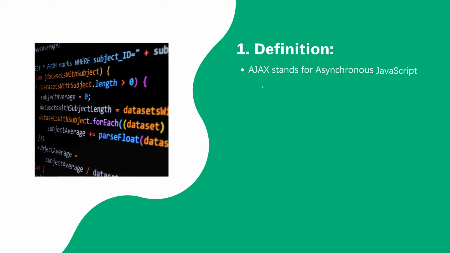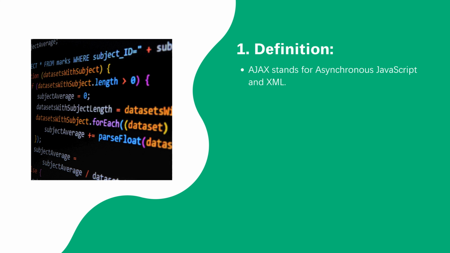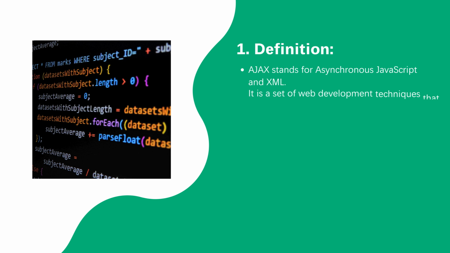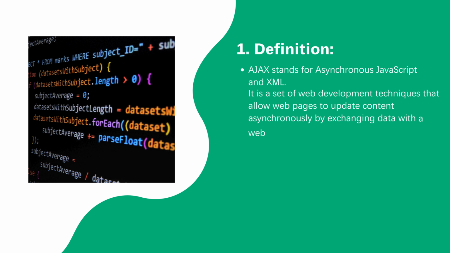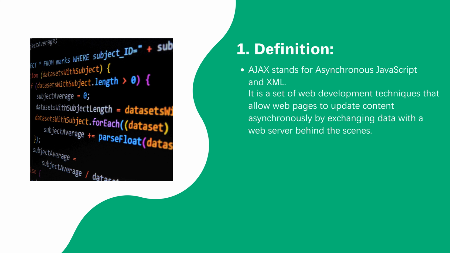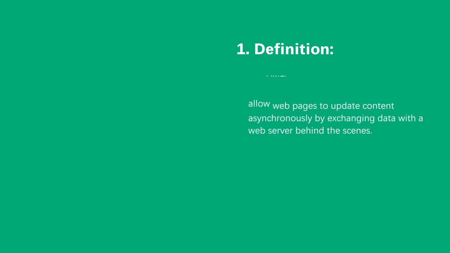Definition. Ajax stands for Asynchronous JavaScript and XML. It is a set of web development techniques that allow web pages to update content asynchronously by exchanging data with the web server behind the scenes.